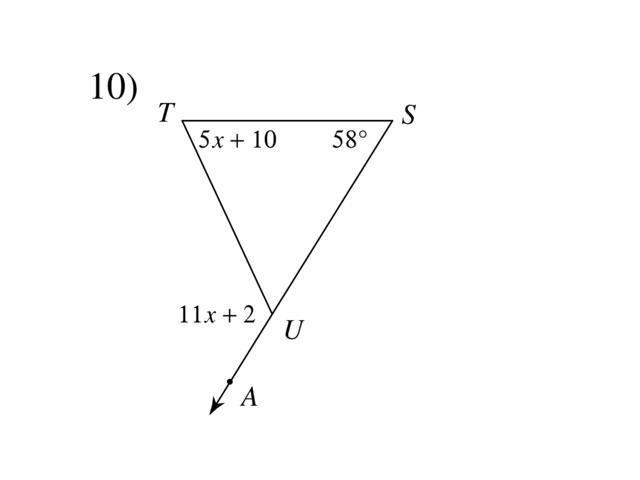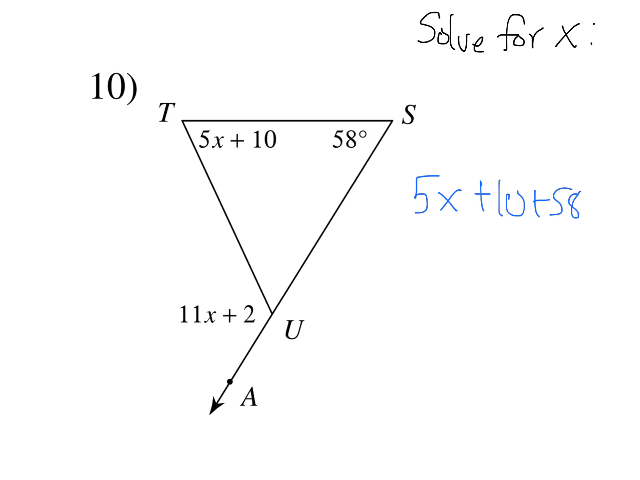Okay, welcome back. Now we're going to be using that same theorem, the exterior angle theorem, to solve one for x. So our directions are solve for x. This one's going to take a little bit more work. So to solve for x, we would do 5x plus 10 plus 58 equals 11x plus 2. Got a little squished over there, but oh well.